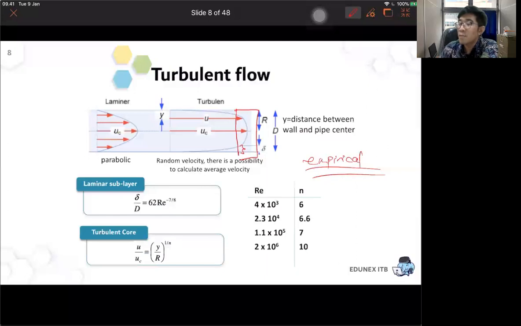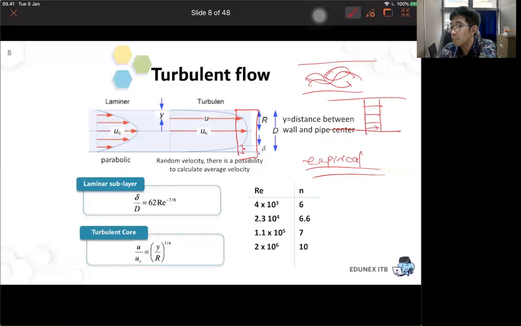But for simplification, for turbulent, even though you see the profile is like this, for simplification, we can assume for turbulent flow, you will have this. So like for ideal turbulent flow, then you can assume that the velocity at any point of R, ya, mau di tengah, mau di pinggir, mau di agak pinggir, the velocity is the same for turbulent. And the velocity will be the average velocity.